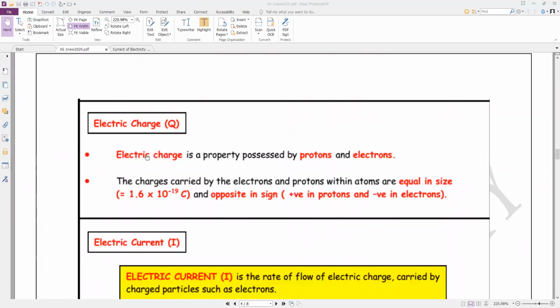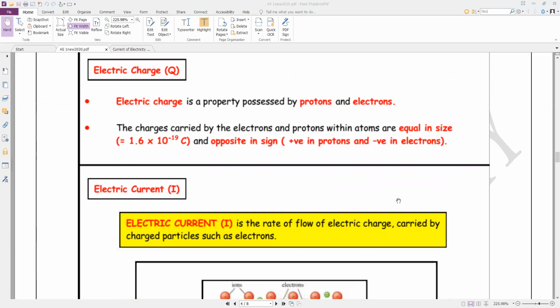Electric charge. What is the electric charge? Electric charge is the property possessed by the protons and the electrons. The charge carried by the electrons and the protons within atoms are equal in size and opposite in sign. How much is it? 1.6 times 10 to the power minus 19 coulomb. Positive for protons and negative for electrons.